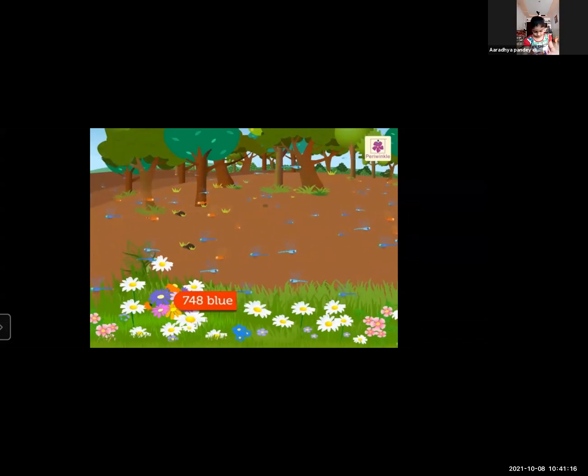Look at those blue and orange dragonflies. There are 748 blue dragonflies and 374 orange dragonflies. How many more blue dragonflies are there than the orange ones? Here we have to subtract 748 and 374 to find the difference between blue and orange dragonflies.